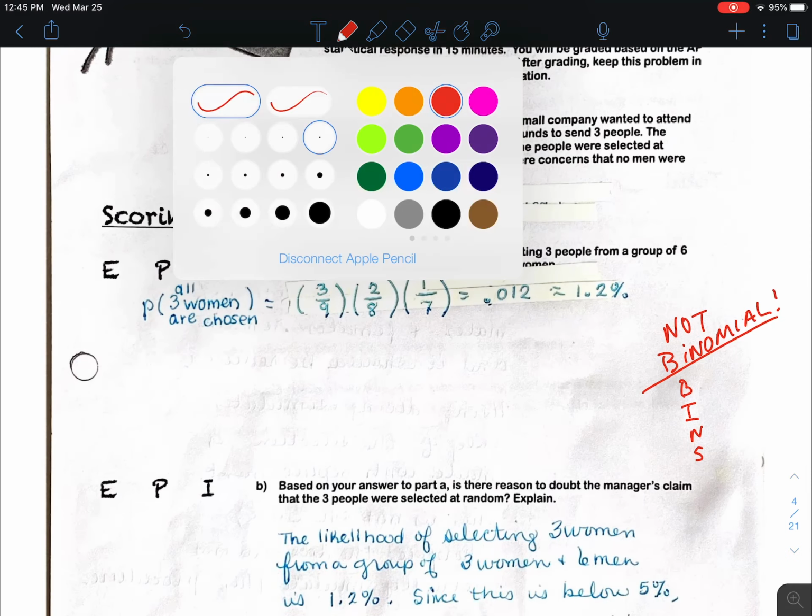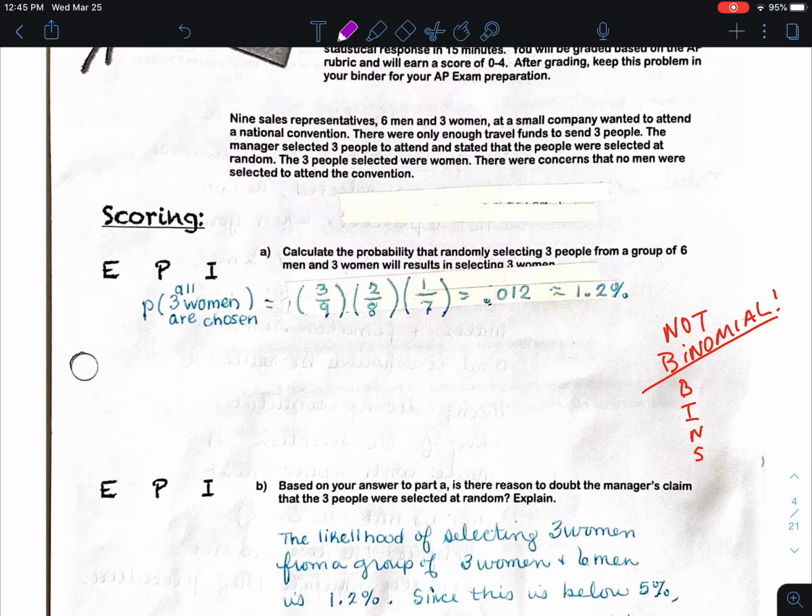This is not a binomial distribution for several reasons. One is the fact that the probability of a success is not fixed. As soon as you select someone, you're not replacing them back in. So this is not a fixed probability.